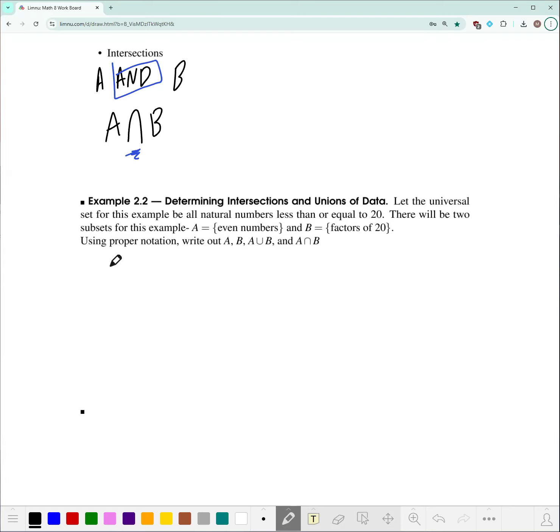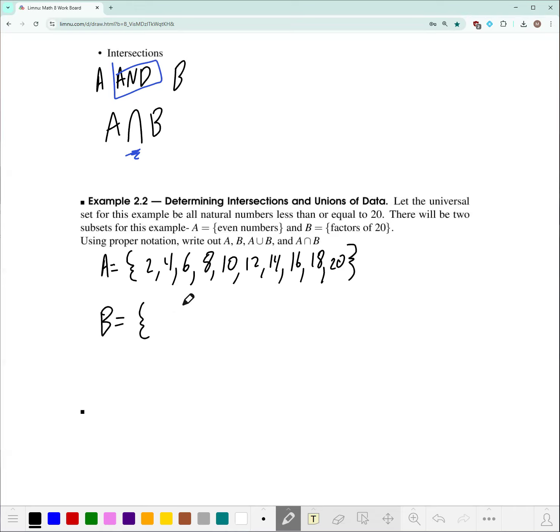All right, so I'm going to just write it in roster notation so that we can actually see all the numbers. I could try and write this in set builder, particularly like our even number set. We did that already, but I'm going to just write it in roster notation so that you can see everything. So that's 2, 4, 6, 8, 10, 12, 14, 16, 18, 20. B, we're saying is our factors of 20. Okay, so that's 1, 2, 4, 5, 10, and 20.